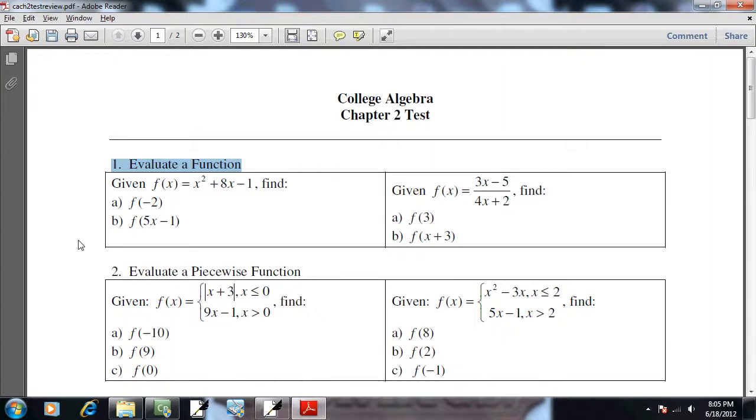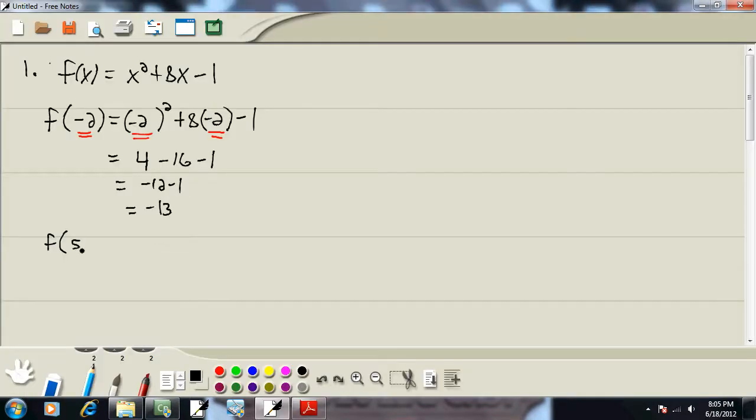Second one, we have f of 5x minus 1. Same idea. We're going to go through everywhere in our f of x, and where there's an x, you put in parentheses. Everything else remains as is. Whatever's inside the parentheses here will go in the parentheses over here. So we'll put a 5x minus 1 here and 5x minus 1 here.